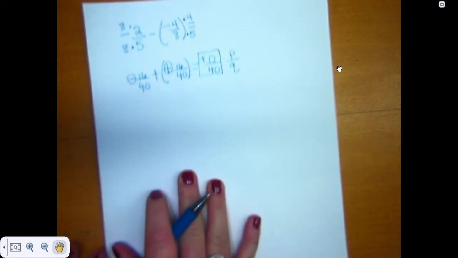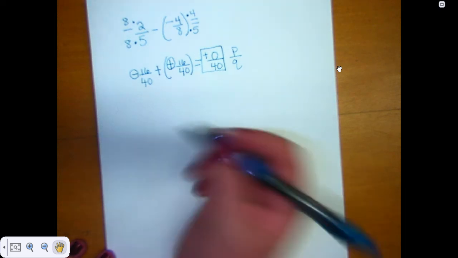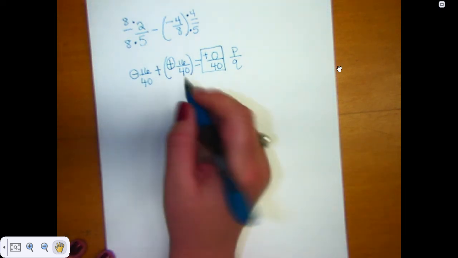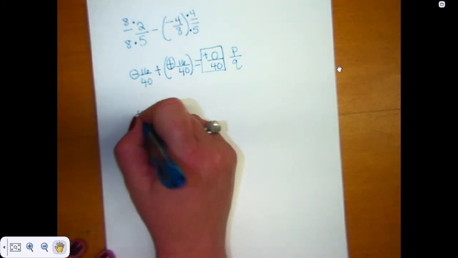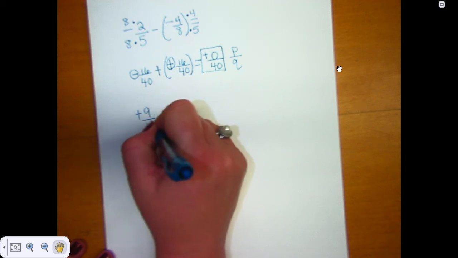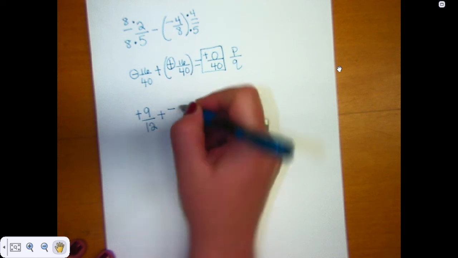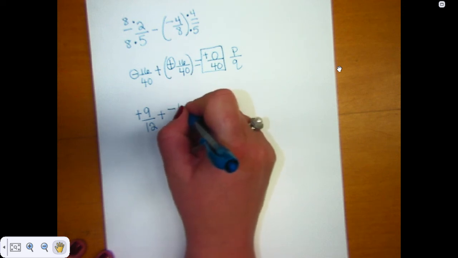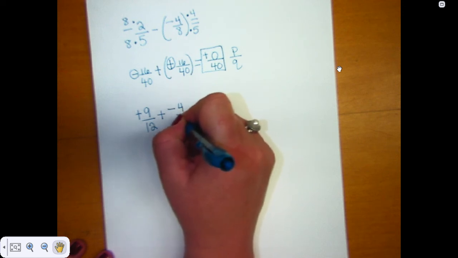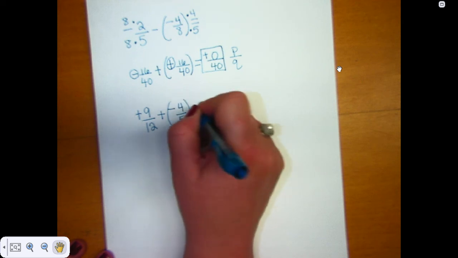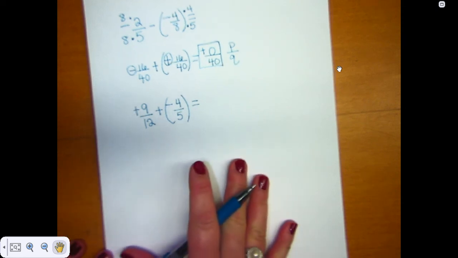Let's try one more. This time, let's do positive 9/12 plus negative 4/5. Let's go ahead and talk about how we could find a common denominator.